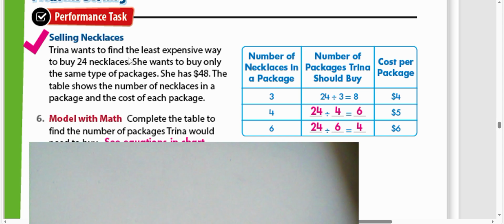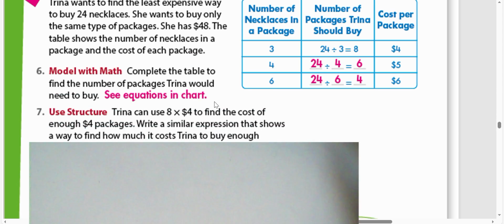Trina wanted to find the least expensive way to buy 24 necklaces. She wanted to buy only the same type of package. She has $48. The table shows the number of necklaces in a package and the cost of each package. We can complete 24 divided by 8 equals 3 and 24 divided by 6 equals 4. Let's complete the table. Here's the equation.